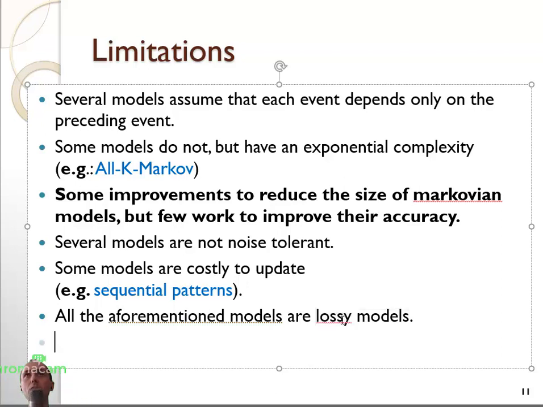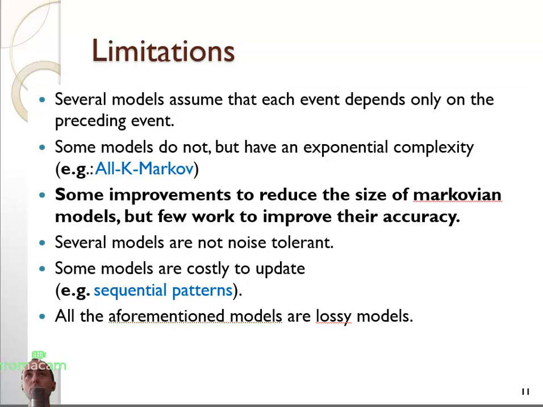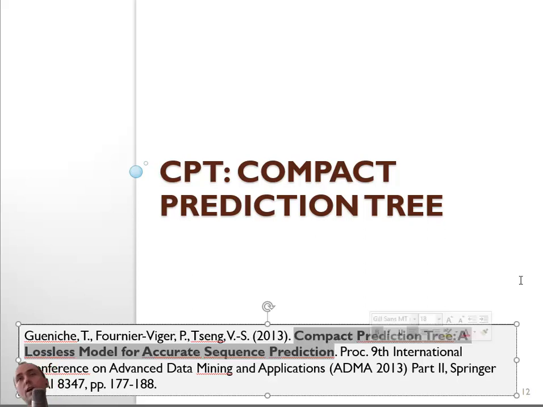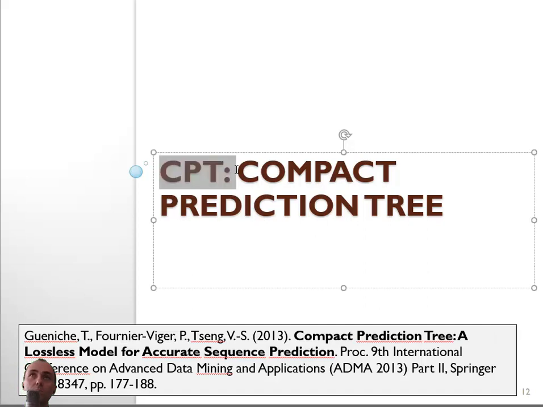Okay, so in this paper I want to present the CPT model. It is a paper we published in 2013, and we also extended it later in 2015. We present a model called CPT. The goal is that we don't want to lose any data. Every time we do a prediction, we want to use all the data we have. We call this the compact prediction tree. It is a tree to make sequence predictions, and it is compact because we don't want to use a lot of space.